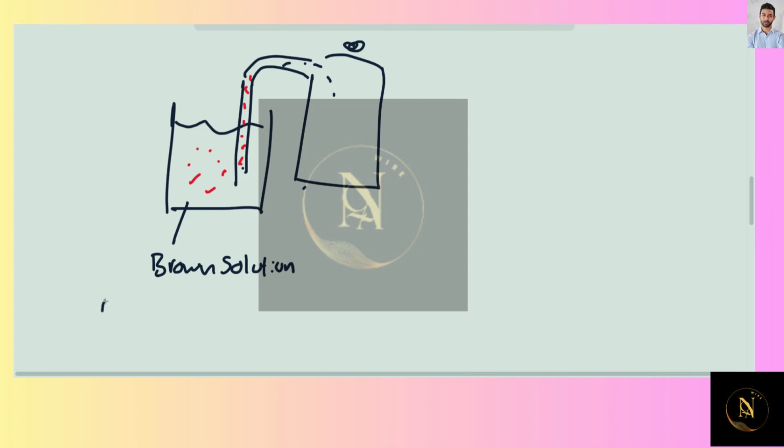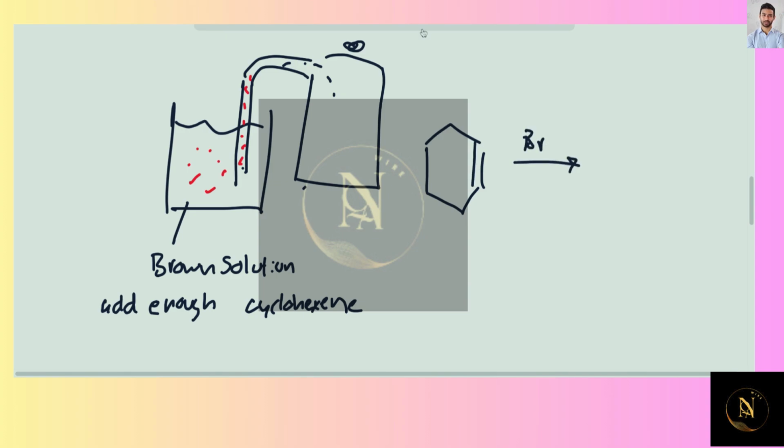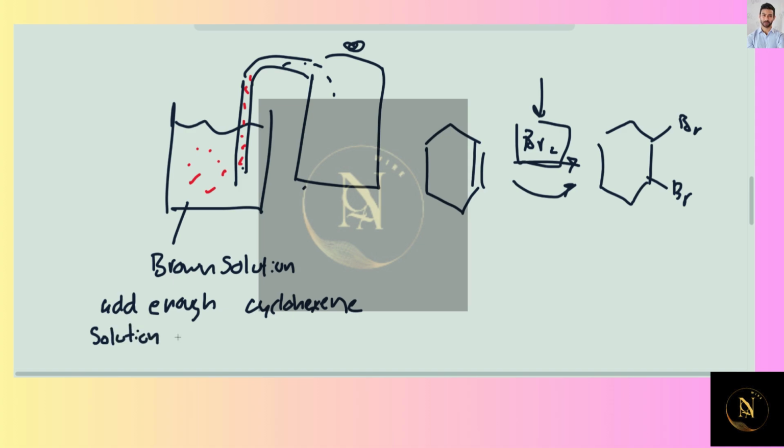If you add enough cyclohexene, right? Recall that the cyclohexene doesn't just turn into the dibromo compound. I mean, it does for sure, but part of that is consuming the bromine, right? We're losing bromine when the reaction goes forward. So the solution will turn colorless if we add enough cyclohexene.